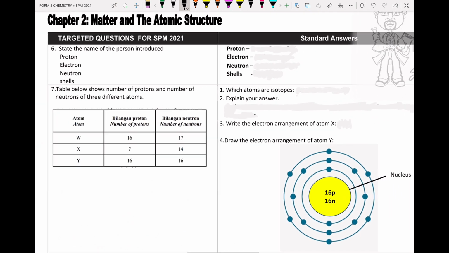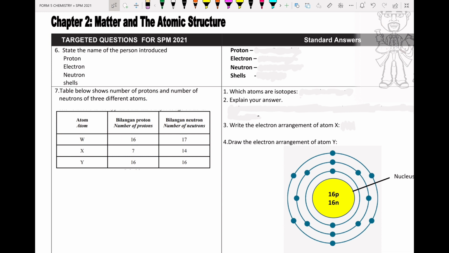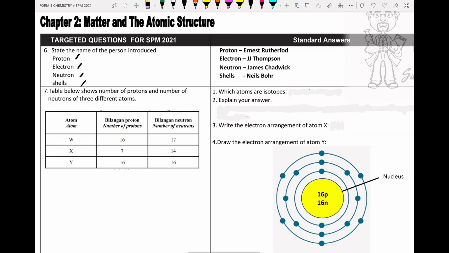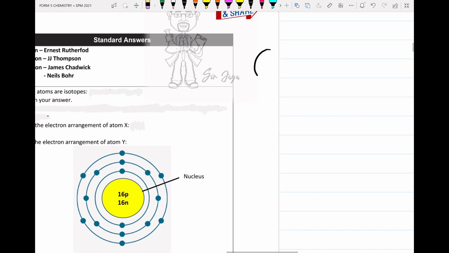All right, we move on to the next part. State the name of the person who introduced the proton, electron, neutron, the three subatomic particles, as well as the shell. Proton was introduced by Ernest Rutherford. Electron was introduced by J.J. Thomson. Neutron was introduced by James Chadwick. Shell was introduced by Niels Bohr. If in the exam they mention it like this, here we have proton and neutron.